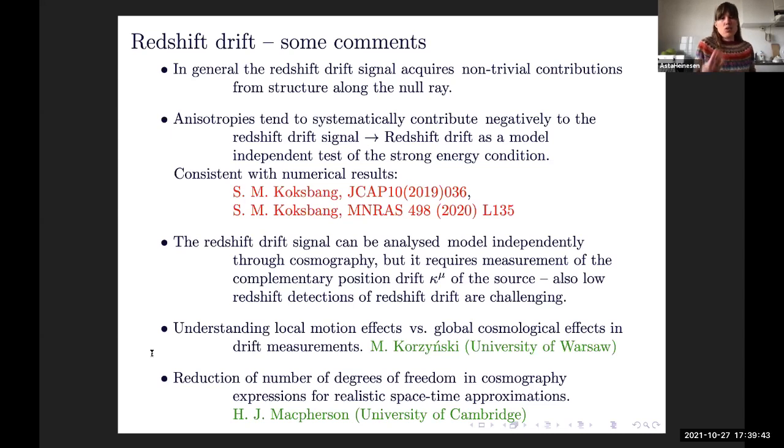Currently I am looking at how we might incorporate local motion effects in our prescription for drift measurements and distinguish these from global cosmological effects. And I do this together with Mikolaj Korzyński at the University of Warsaw. He also has some very nice papers on drift effects in cosmology, if you are interested in this. I am also working on reducing the number of degrees of freedom that go into these cosmographic expressions in order to be able to apply them to present cosmological data sets or near future cosmological data sets, and I do this together with Hayley Macpherson.